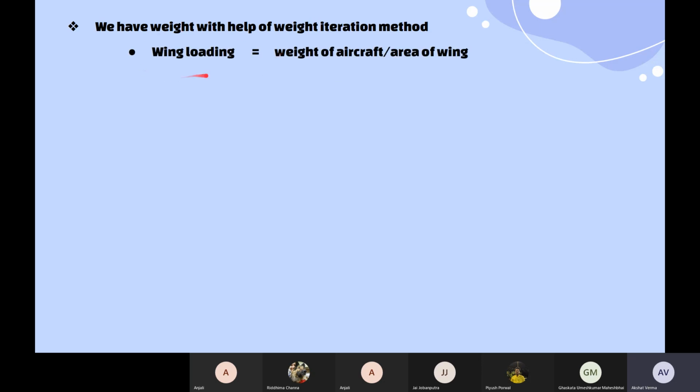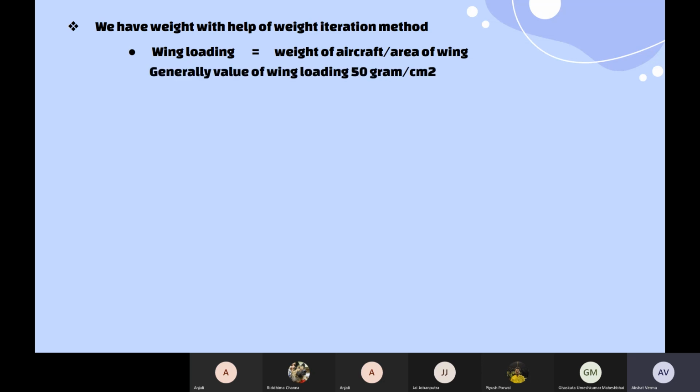So here is a parameter which we use now, that is called wing loading. And what is wing loading defined as? It is defined as the weight of the whole aircraft divided by the area of the wing. So here we are somewhat assuming that the whole wing has to carry the whole weight of our aircraft, that it has to support the whole weight of our aircraft. Wing loading is something which helps us design our wing. So that is defined as the weight of the total aircraft divided by the area of the wing.